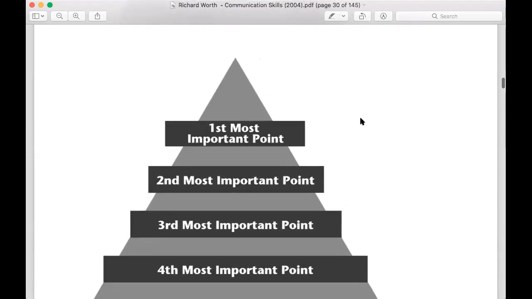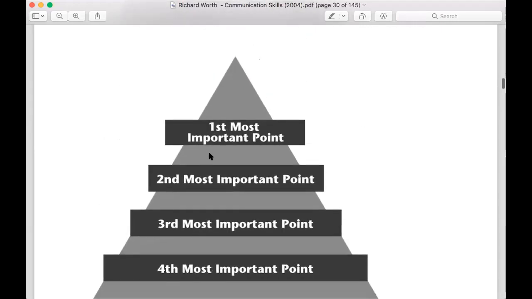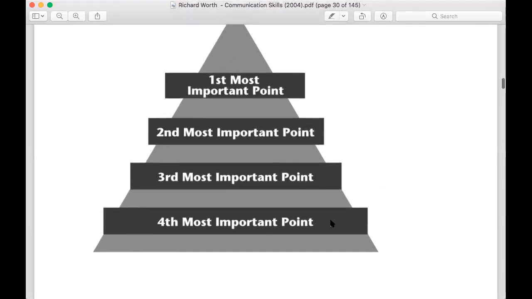Anyway, now what is here is that since we have to be very, very specific and very concise while writing a cover letter, we start with the most important point, and then the second most important point, then third and fourth. So basically a cover letter will have like 4 paragraphs. Now, what do you write in these 4 paragraphs? We are going to look at that as well.